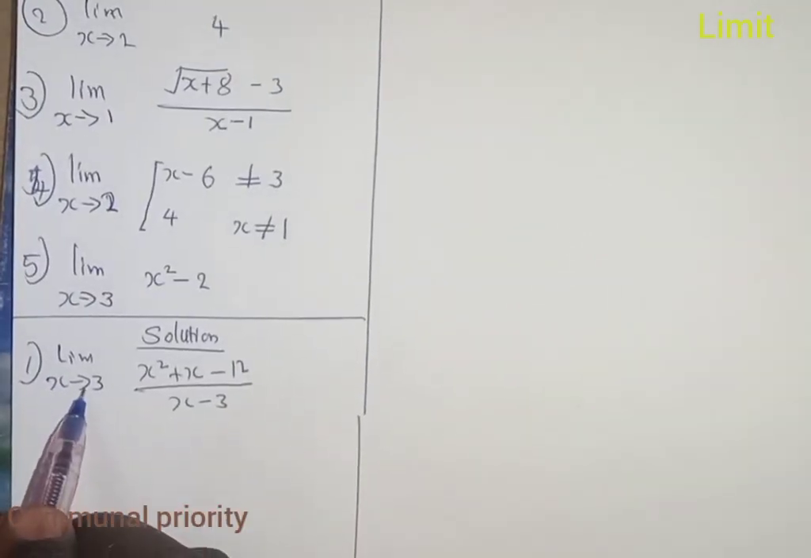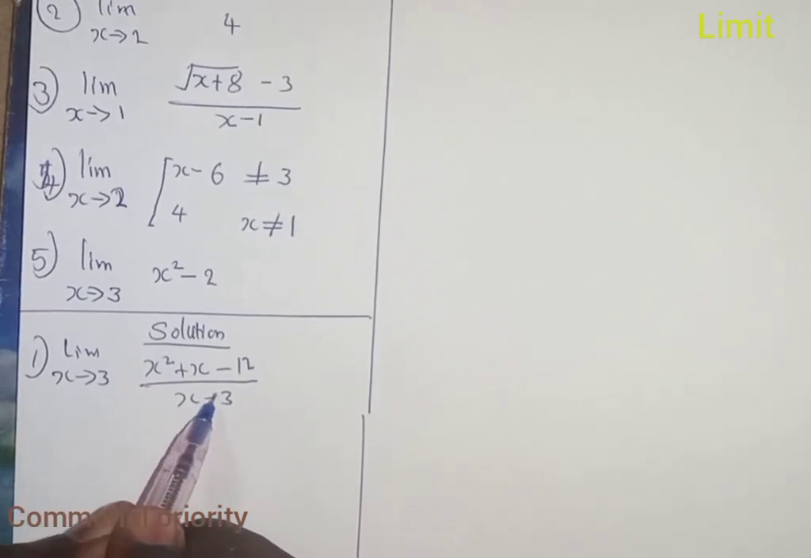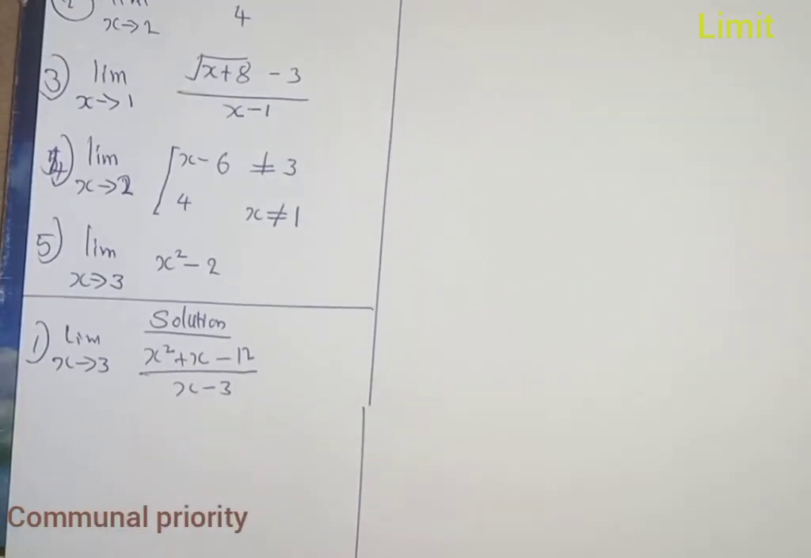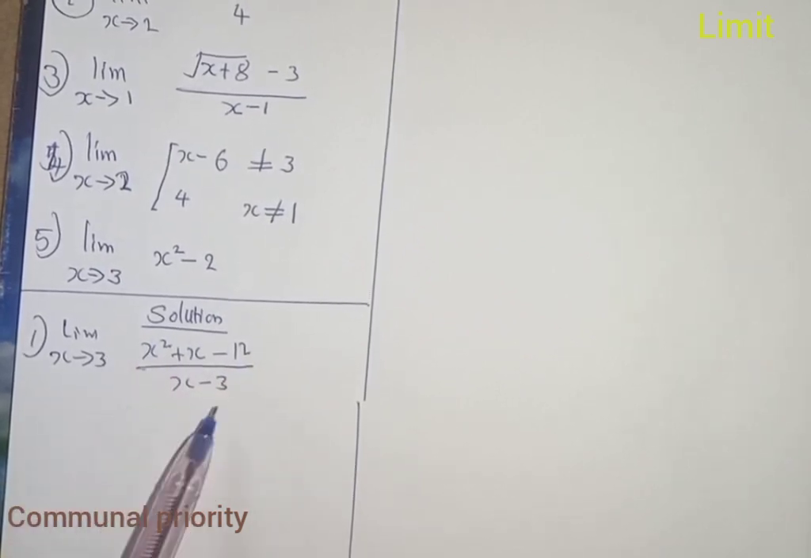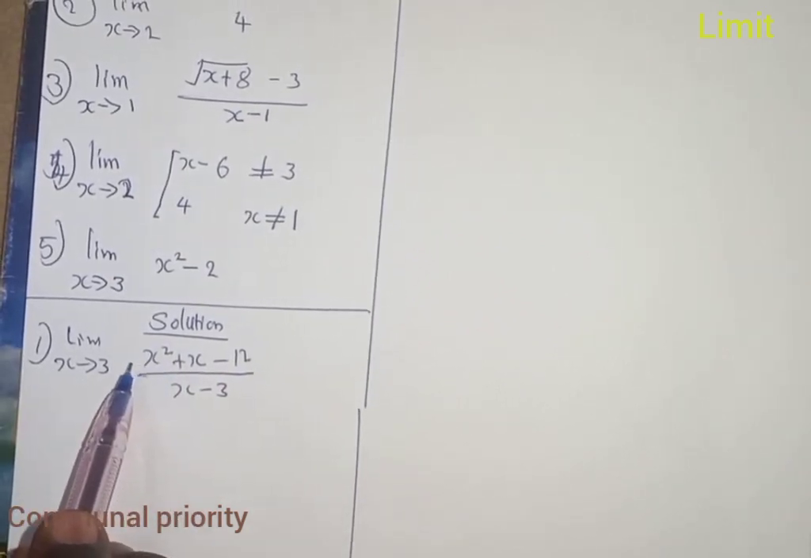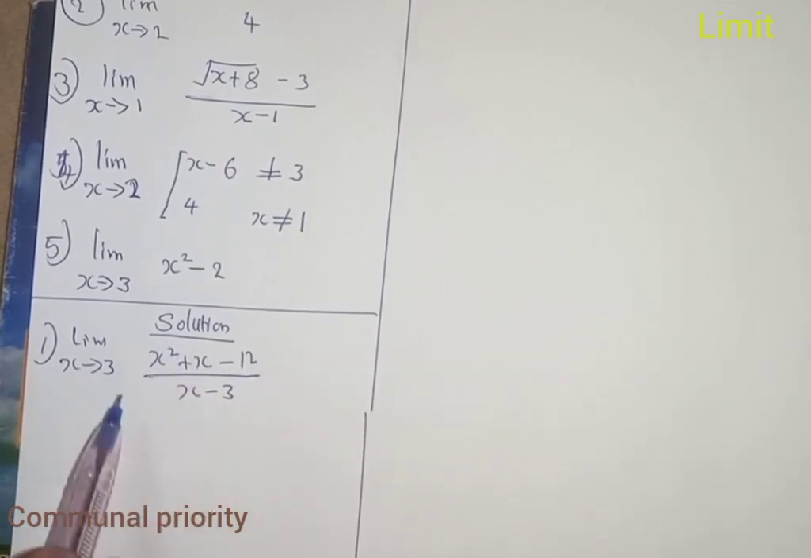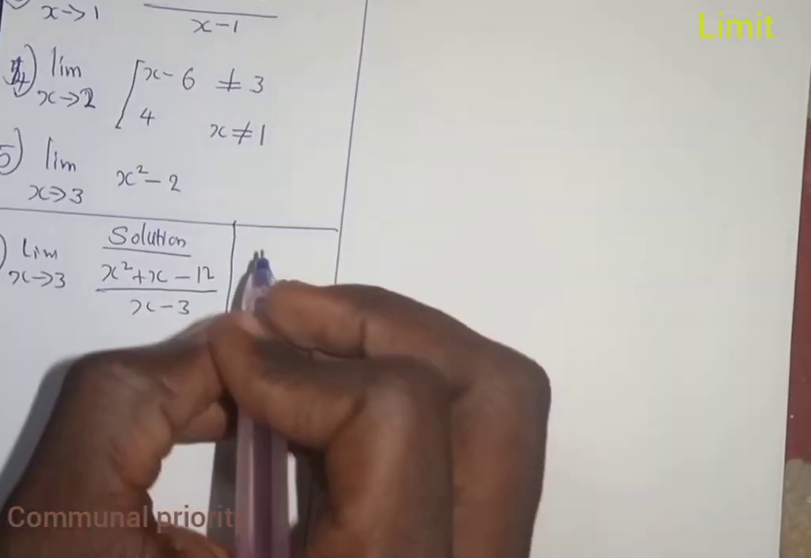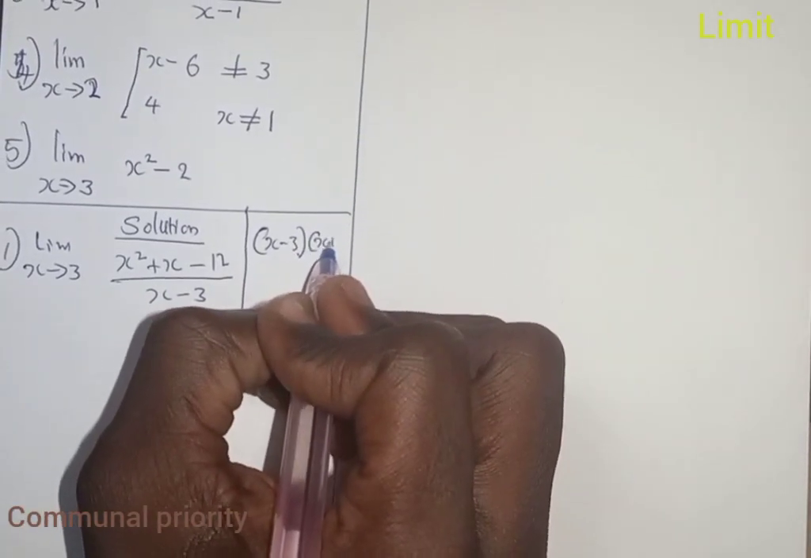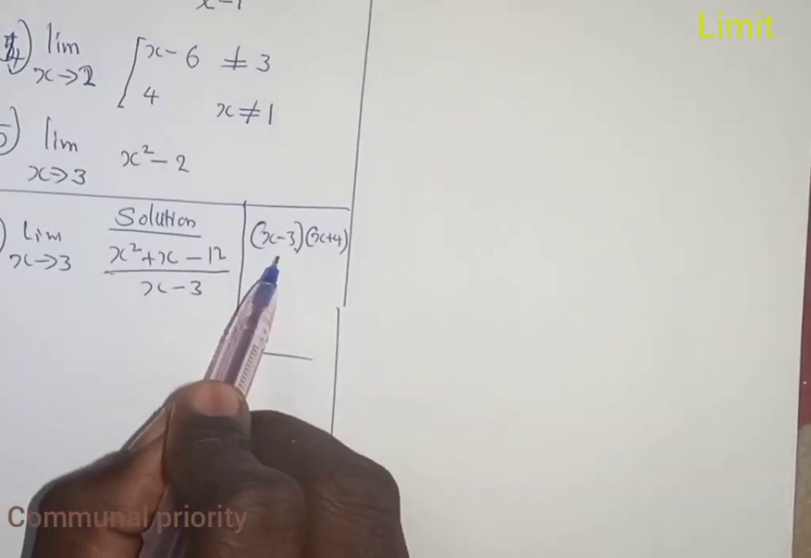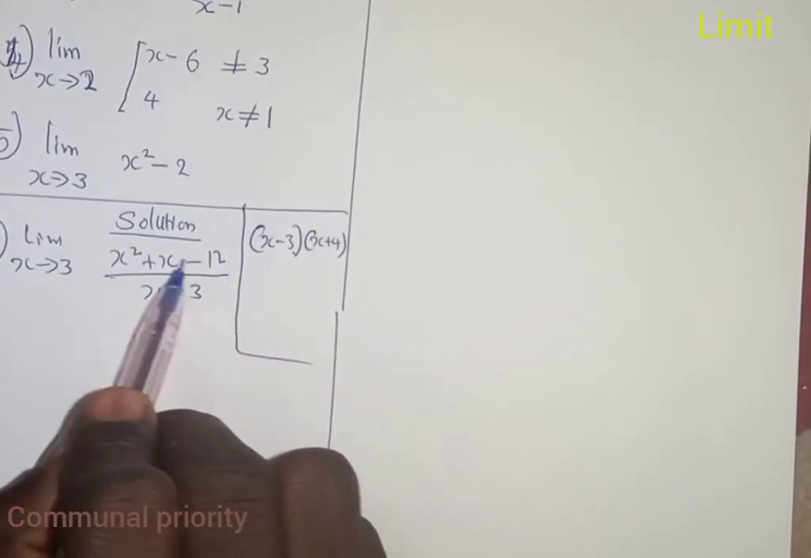Here, if we substitute the value of x directly, our denominator will be 0, which will give us undefined. So we have to find another possible way to escape from this 0. This is a quadratic equation, so we can factor it by putting in brackets (x minus 3), close bracket, open another (x plus 4). If you expand this bracket, you get the same value as we have in the numerator.